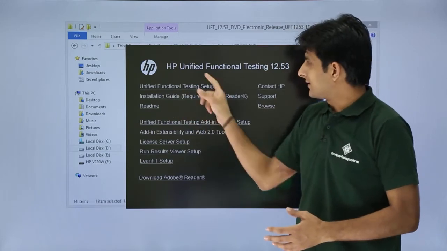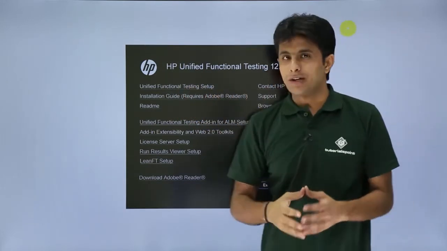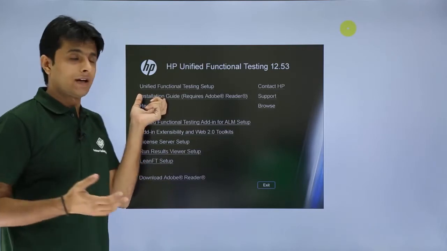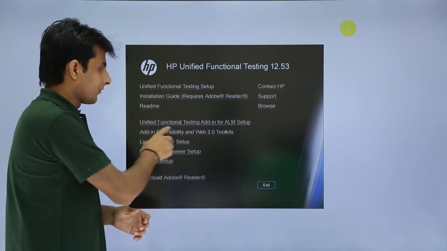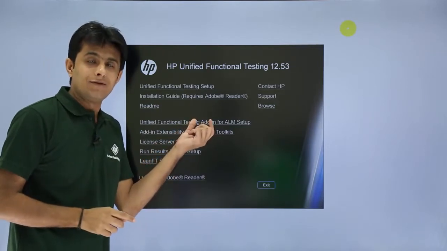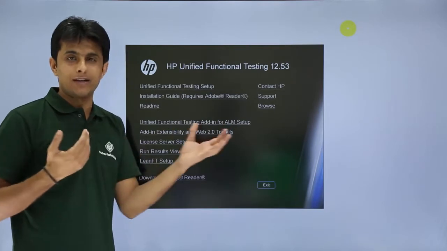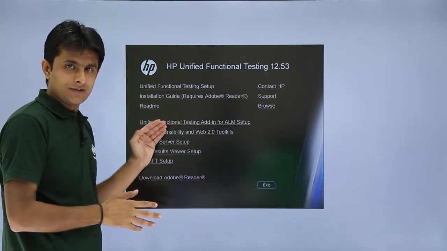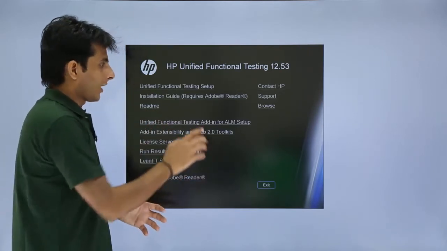Now if you see, it shows different options. First I'll minimize this window. It says there are many options you can install. Either you can install HP UFT, the latest version, Unified Functional Testing, or if you want to see the installation guide, there are around 70-80 pages which you can see. Also, you have the Unified Functional Testing add-in for connecting to ALM. UFT can be connected to ALM via the add-in, so that add-in also you can download. There is a result viewer and so many other options. But right now we are looking at how to install HP UFT on our laptop or PC.